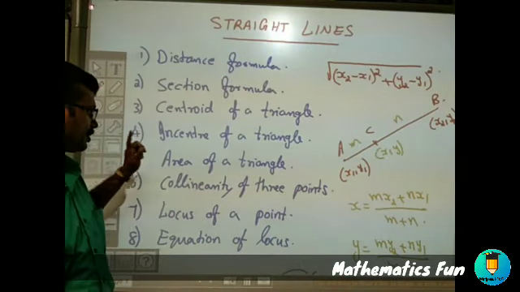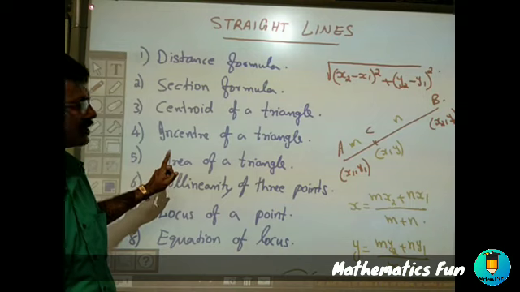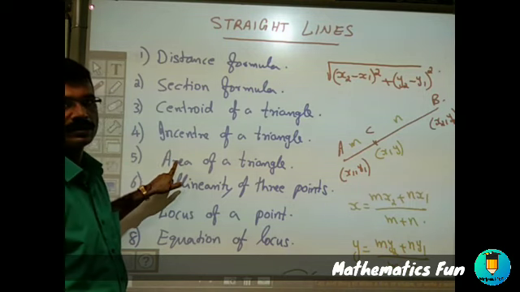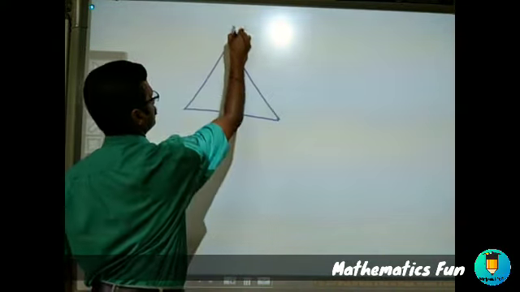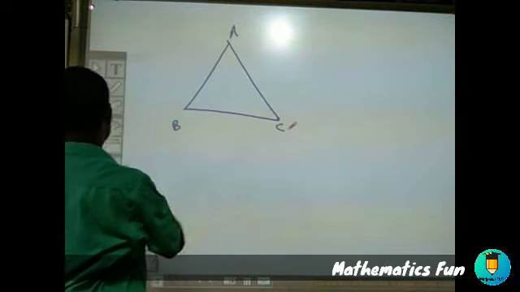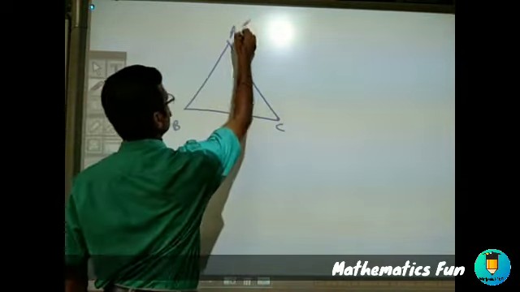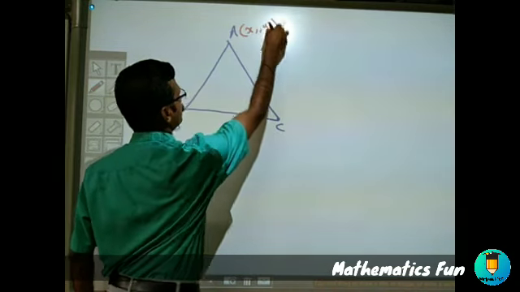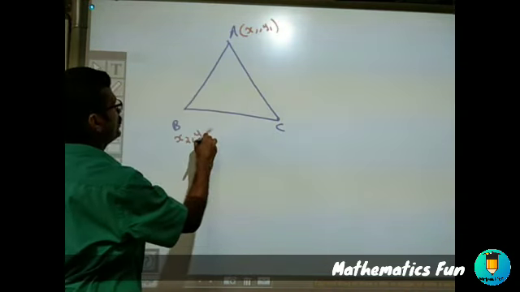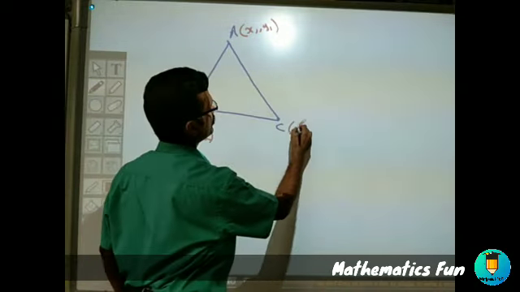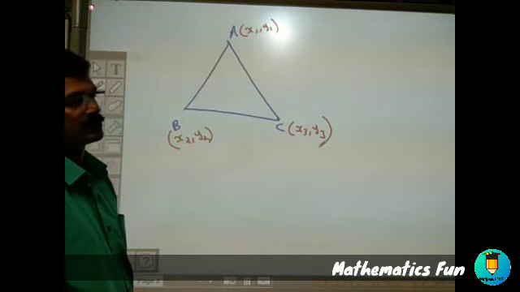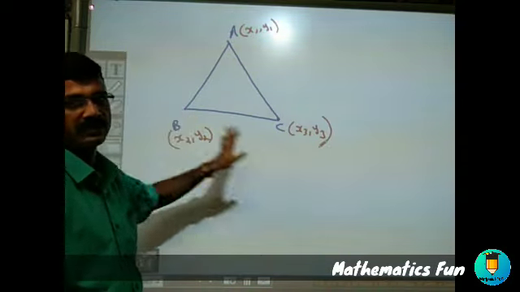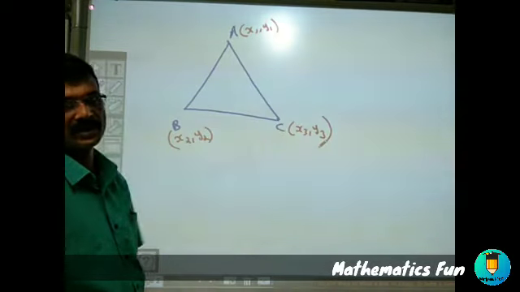Next, after incenter, we have to know about the area of a triangle. How can we calculate the area of a triangle when the vertices are given? See, a triangle, I am taking it as A, B, C, with the vertices x1, y1, x2, y2, and the next one is x3, y3. Then what is its area? With the support of the coordinates we can find out the area. So I am going to say the direct formula.